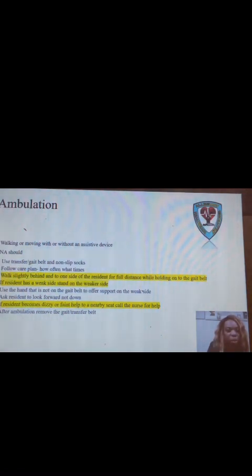Ambulation. Ambulation is walking or moving with or without an assistive device. As a nursing assistant, you should use a transfer or gait belt with non-slip socks when you are ambulating a resident, especially when you're ambulating them for the first time. You always remember to follow the care plan. It's going to tell you how often the resident should ambulate during your shift.